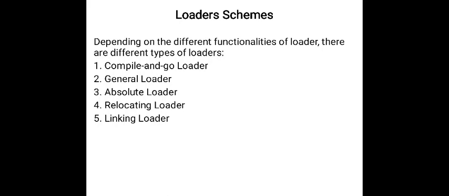See, depending upon the different functionalities of the loader, there are 5 different types of loaders available. You need to remember these. These are really important, and each is doing some special type of work in our loaders. So the first type of loader is called a compile and go loader. In the next learning, we'll come to know about all these 5 schemes. The second one is called general loader. Third one is absolute loader. Fourth is relocating loader, and last one is linker loader. So remember, dear students, all the 5 types of loaders, we'll discuss them in our upcoming online classes.